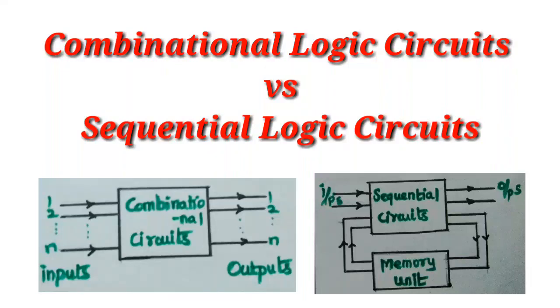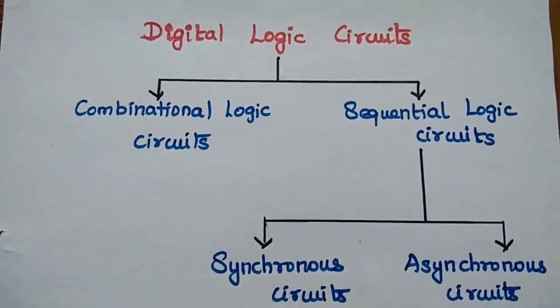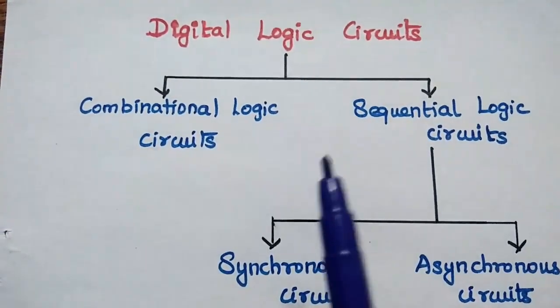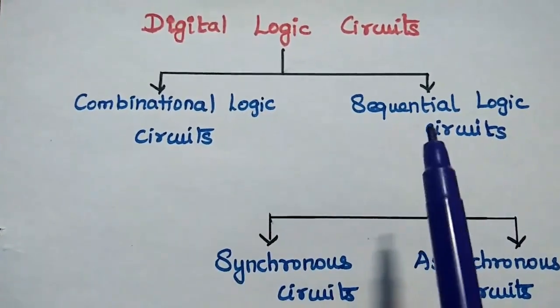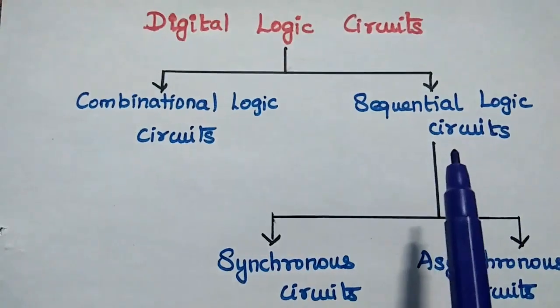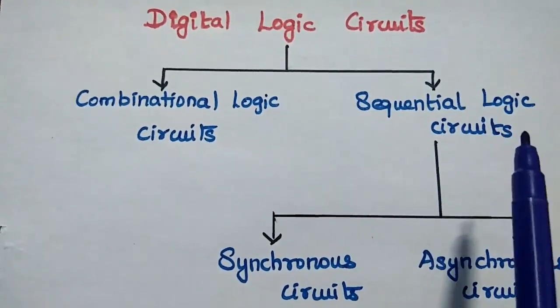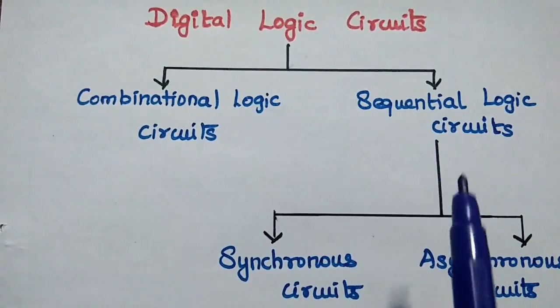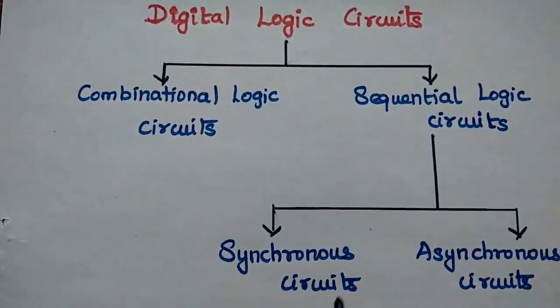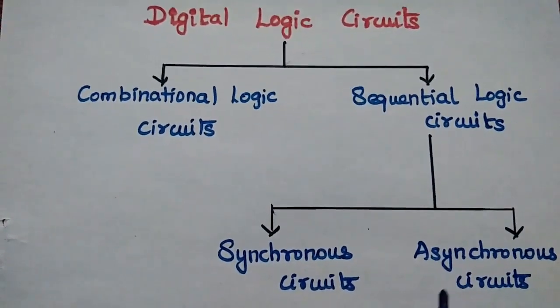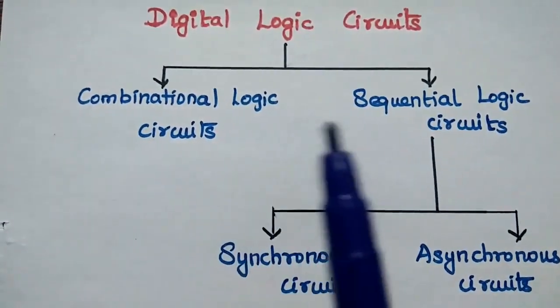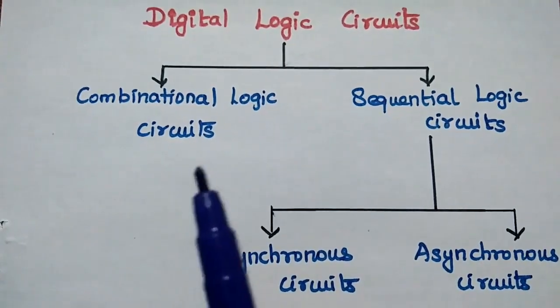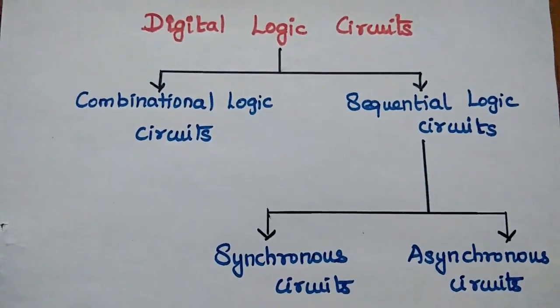Dear students, now we are going to discuss the comparison between combinational circuits and sequential circuits. Digital logic circuits are broadly classified into combinational logic circuits and sequential logic circuits. The sequential logic circuits are further classified into synchronous logic circuits and asynchronous logic circuits. Let's discuss the comparison between combinational logic circuits and sequential logic circuits.